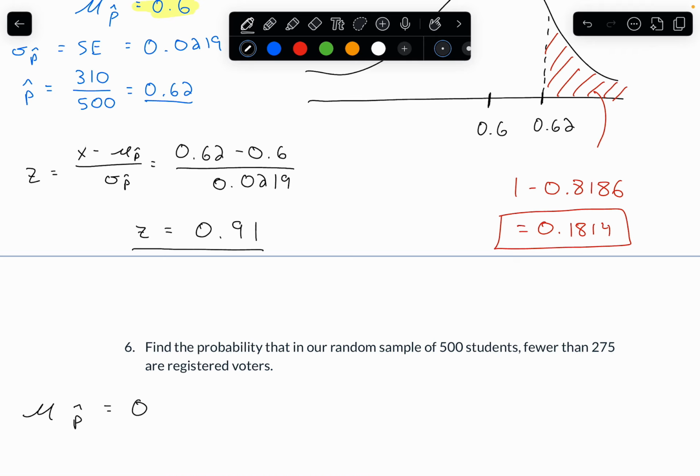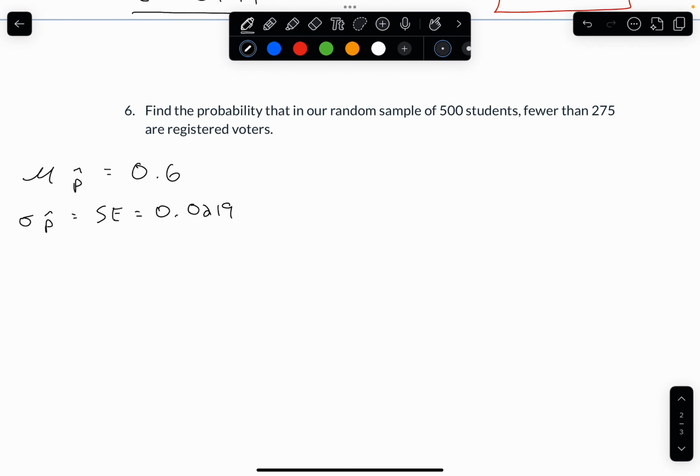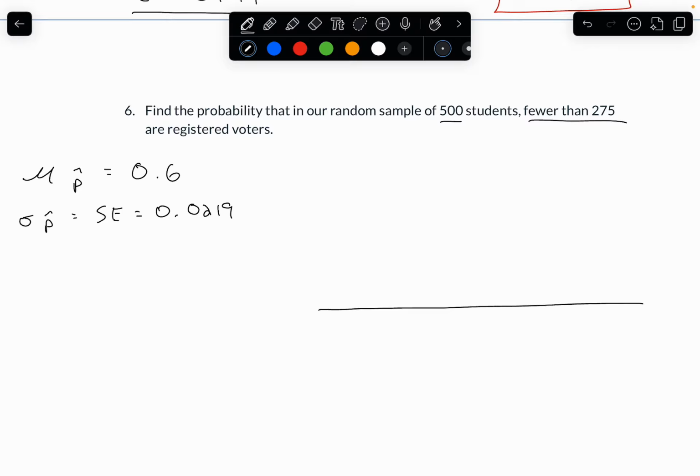We said the mean was 0.6 and the standard deviation, or perhaps the standard error if we want to use that terminology, is 0.0219. Okay. So number 6, last example for this video, says find the probability that in our random sample of 500 students, fewer than 275 are registered voters. So again, I'm going to draw out what this looks like on my curve. We met the conditions for the central limit theorem, which says that the sampling distribution of p-hat is normal.